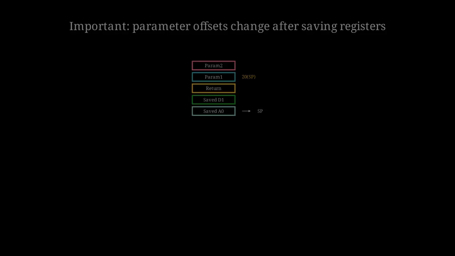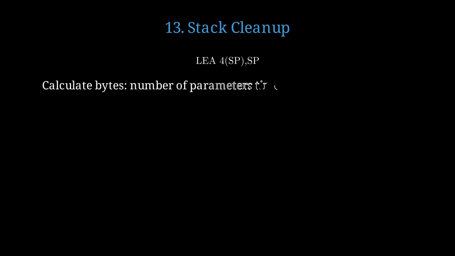After a subroutine returns, the caller must clean up parameters from the stack. LEA adjusts the stack pointer to remove parameters, here removing 4 bytes. Calculate cleanup amount by multiplying the number of parameters by their size in bytes.